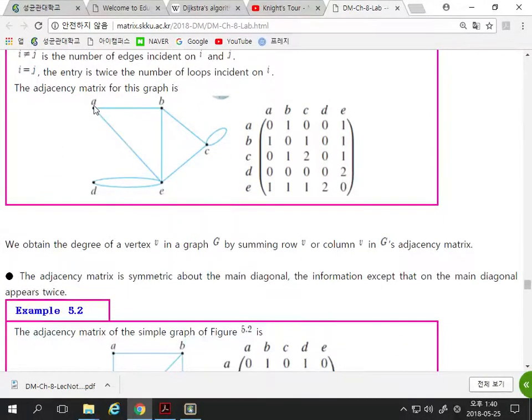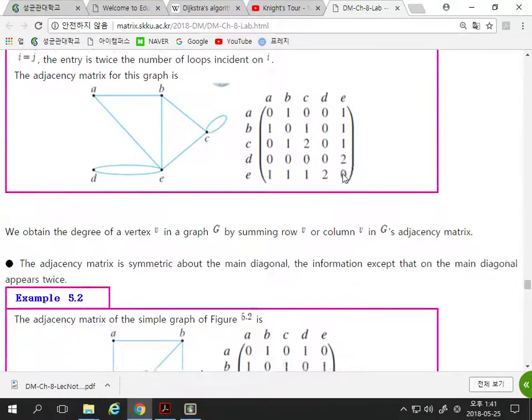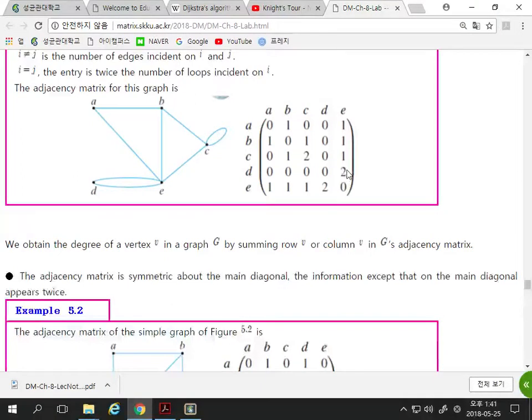If you have an edge from A to B, then the 1, 2 entry has 1. If we have AC, AE here, then AE has 1 here, but we have only 2 edges, so in the first row you only have 2 ones, but all others are zeros. For DE, from D we have an edge to E, and from E to D there's another edge, so it has 2. Another 1 here, so we have a 2, something like that.